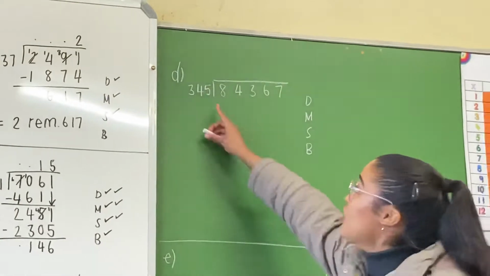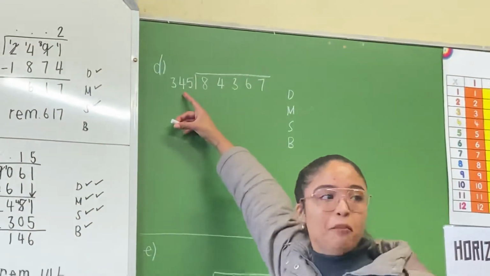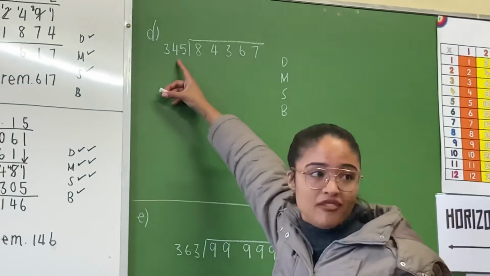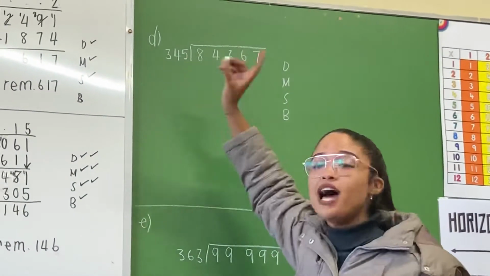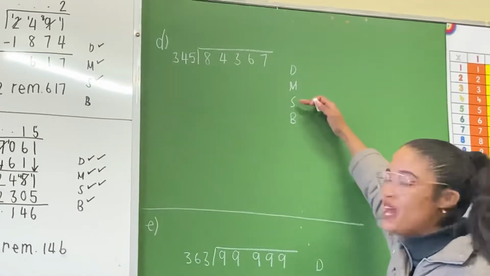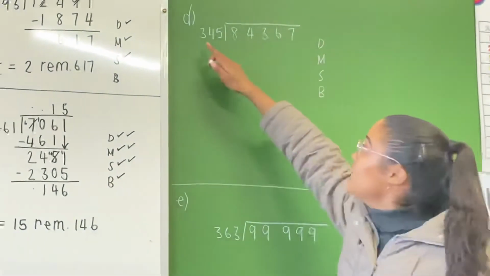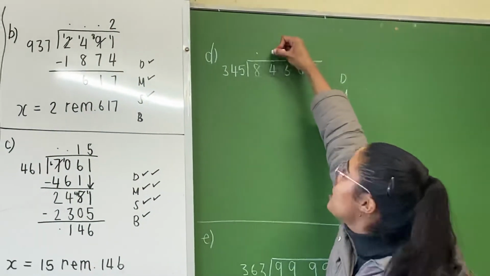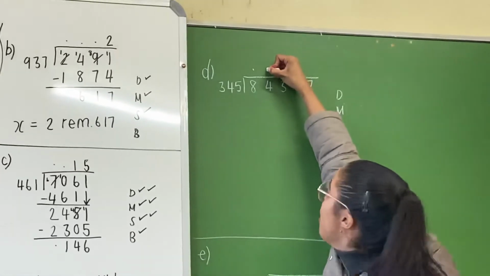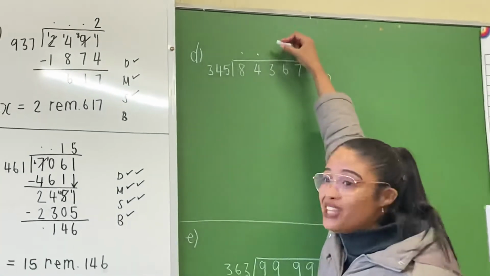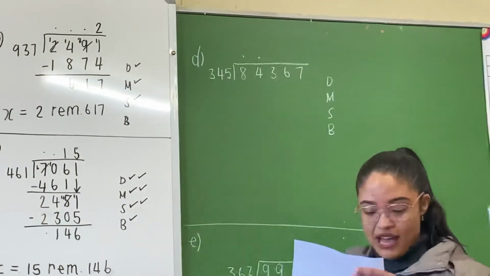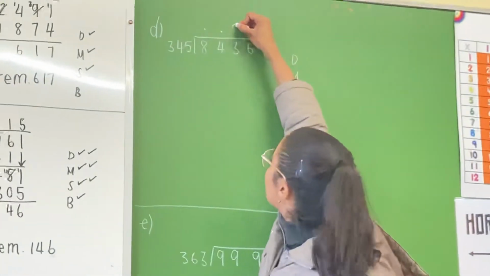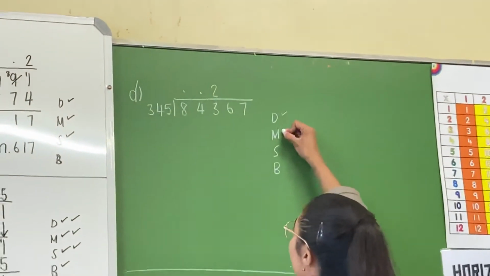Once again, don't start the sum if you didn't write the multiples, at least the first 10 multiples of 345. That's our divisor. Our steps: divide, multiply, subtract, bring down. Can 345 go into 8? No. Can it go into 84? No. Can it go into 843? Yes. How many times? Twice.